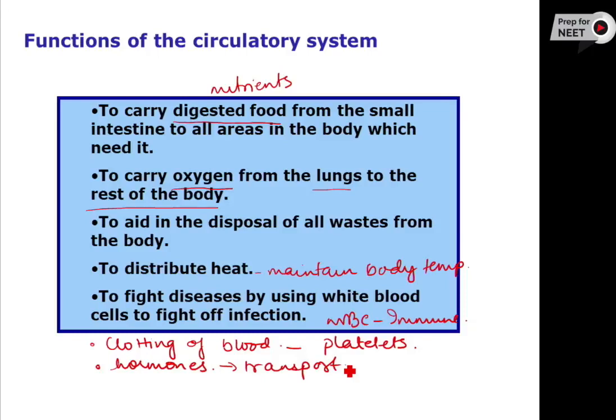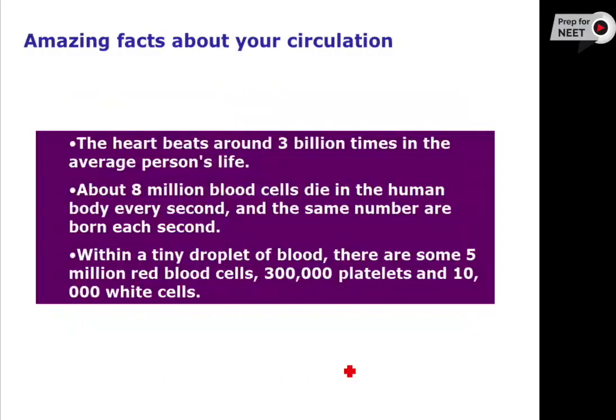So in an overview of the circulatory system, it carries the digested food, which is the nutrients, to all the body parts, carries oxygen, aids in disposal of the wastes from the body, distributes heat so as to maintain the body temperature, fights diseases by using the white blood cells, helps in clotting of blood by the blood platelets, and also helps in the transport of hormones.